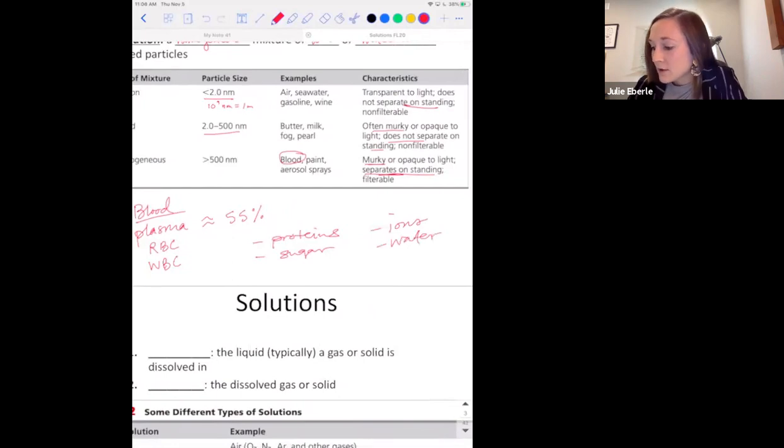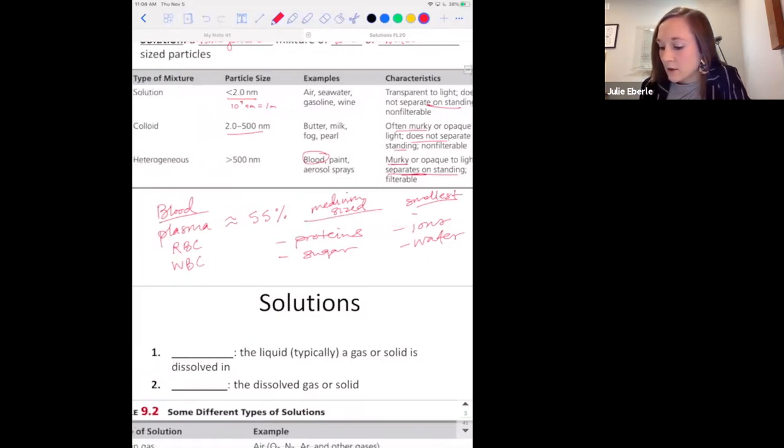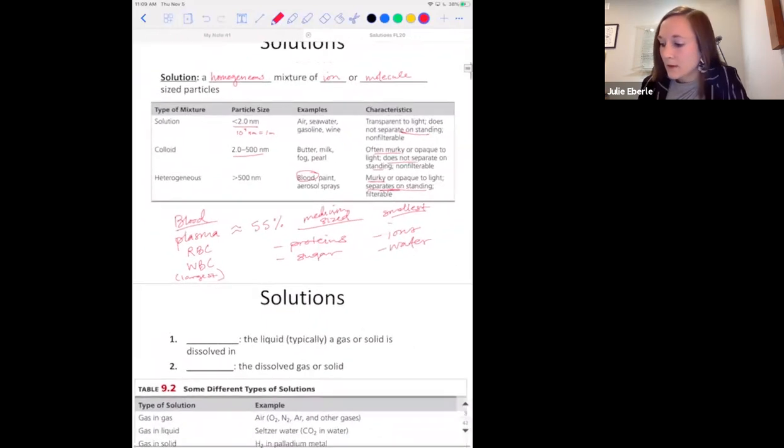Okay, so these are the smallest things in your blood. These are the medium-sized things in your blood. And then over here, these are the largest things in your blood. Okay. So depending on what we could or could not filter out of our blood, we could have a solution, a colloid, or a heterogeneous mixture. But when it's all together, like in our body, our blood is a heterogeneous mixture.